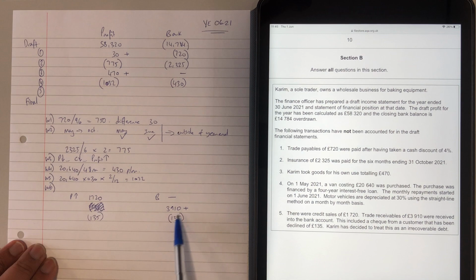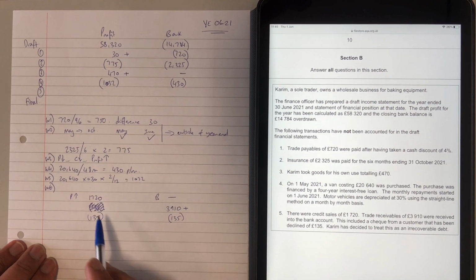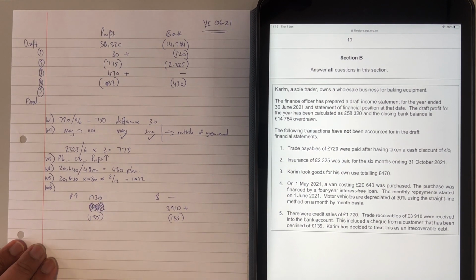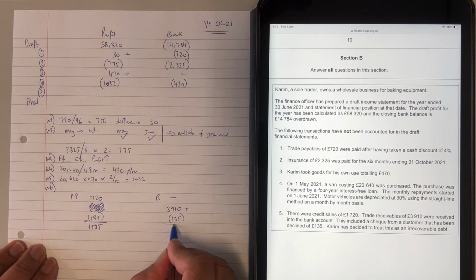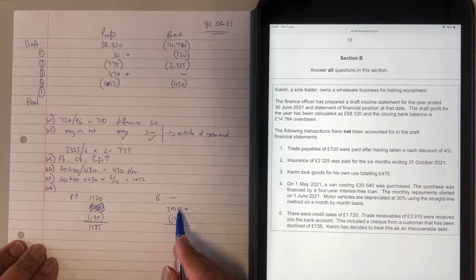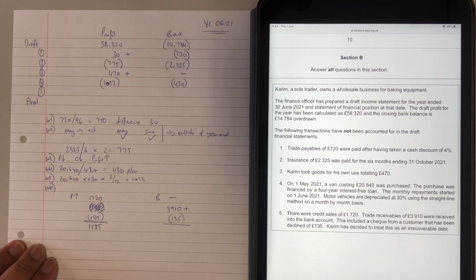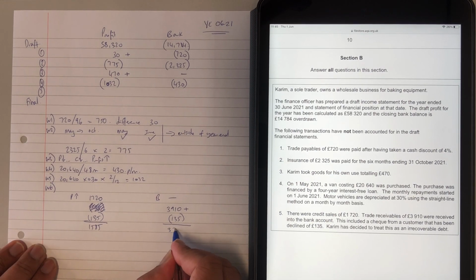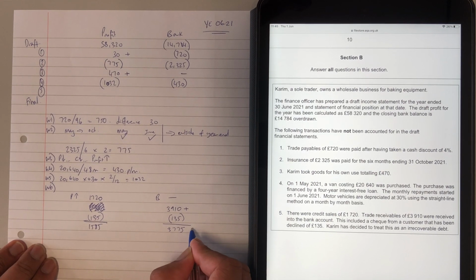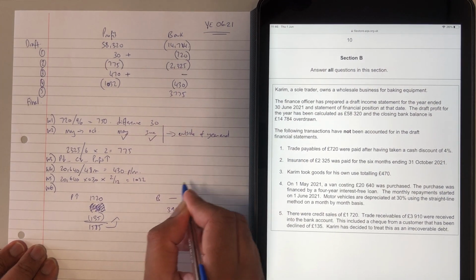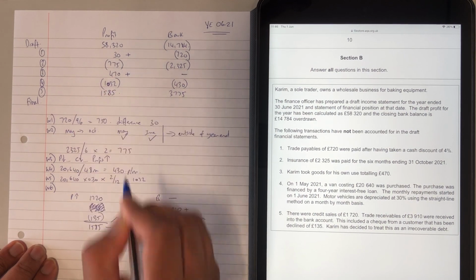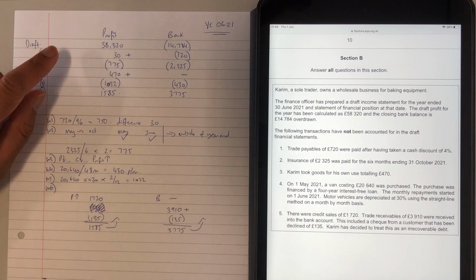So there's a lot going on here. We're going to do the overall summary and we're going to put it in. So 1720 goes up, then down. 1720 minus 135 is 1585. That's the overall. Okay. And then we've got 3910 going in and 135 going out. 3910 minus 135 is 3775. So that can go up and that can go up. 3775 and 1585.